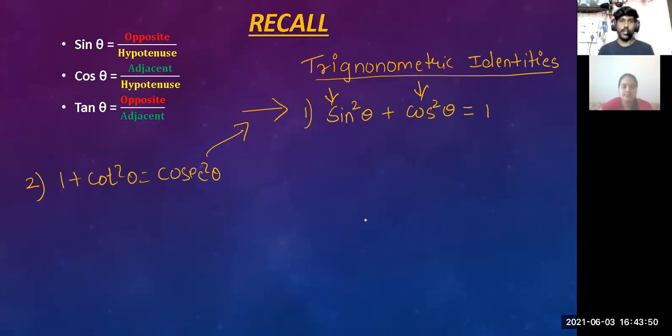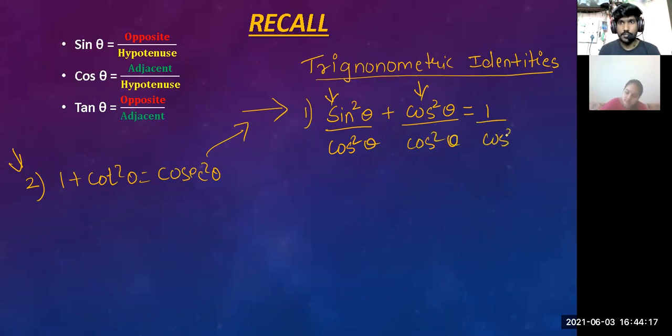Now I can see. Okay, so for the second identity, if you see this equation, it has sine and cos. To get the second one, we divided it by sine. To get the third one, we should divide it by, can you tell me what? Cos. So you divide by cos square. So cos square theta upon cos square theta, this also upon cos square theta.